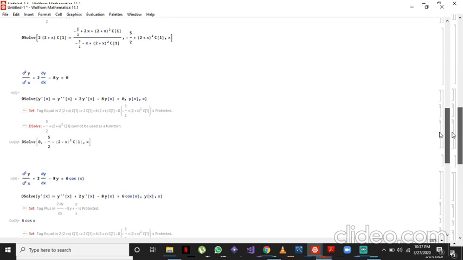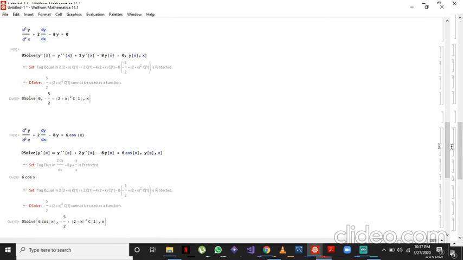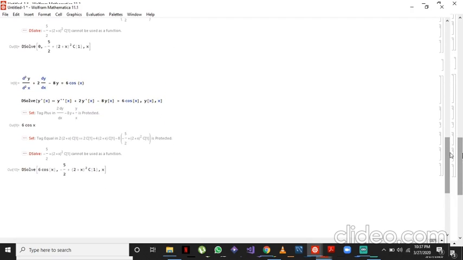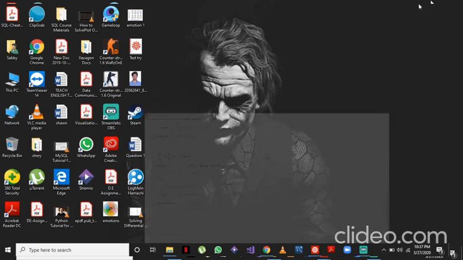Further on, we moved to the second order equations, d square y upon d square x plus 2 dy upon dx minus 8y. We learned that whenever we need to write a function of a particular variable, we have to write it along with the variable it depends upon. Since y is dependent upon x, we have to write y, square bracket open x square bracket close, everywhere where y is mentioned.